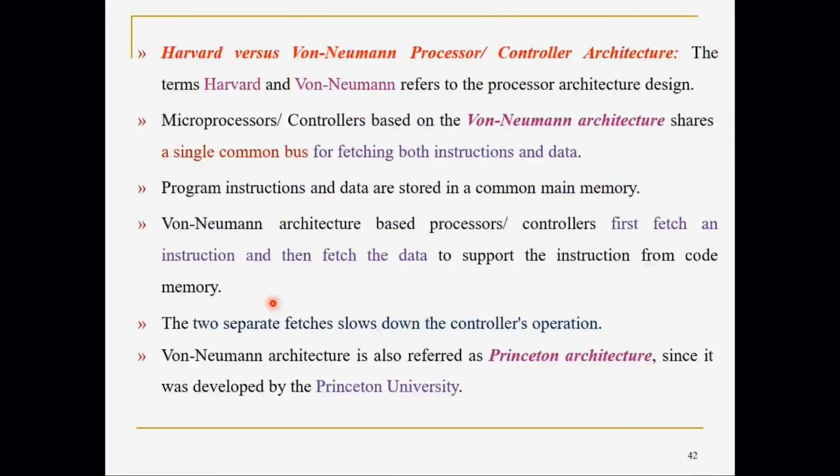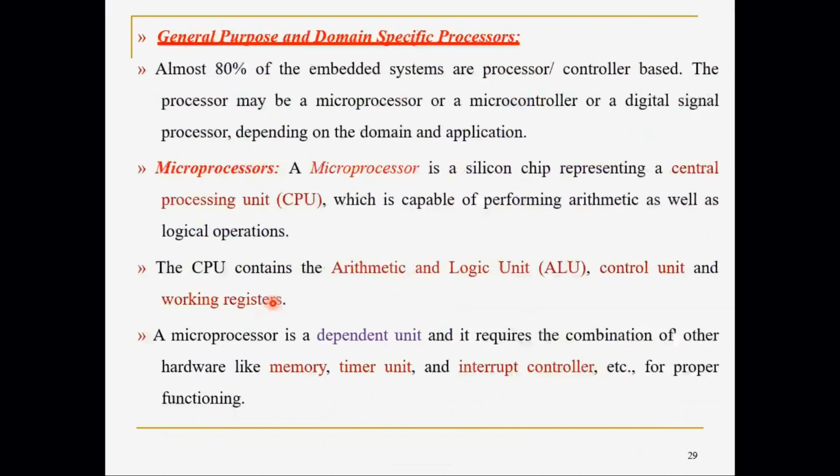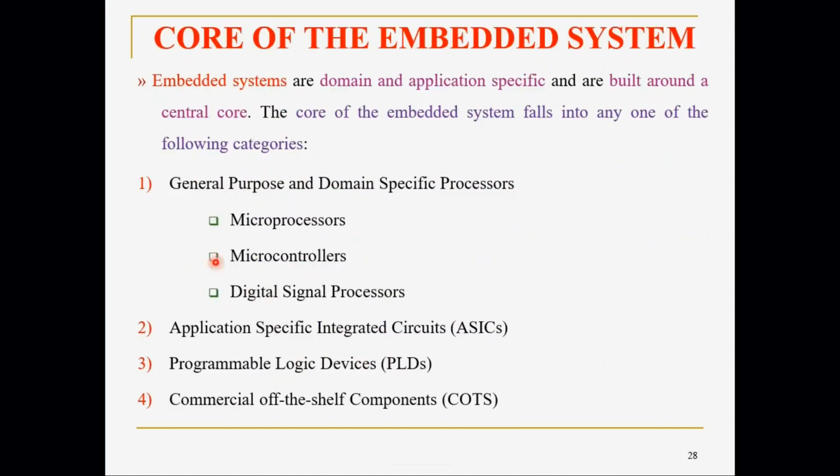We are discussing what is the core of the embedded system, right? Here in the core we discussed these three concepts: microprocessor, microcontroller, and digital signal processing, and various concepts of these three. Now there are 3 more concepts which we can use as the core of the embedded system. These 3 concepts we will discuss tomorrow, in my next class.